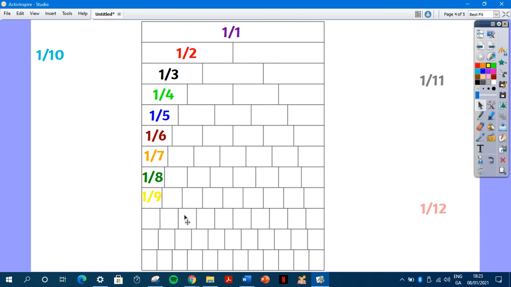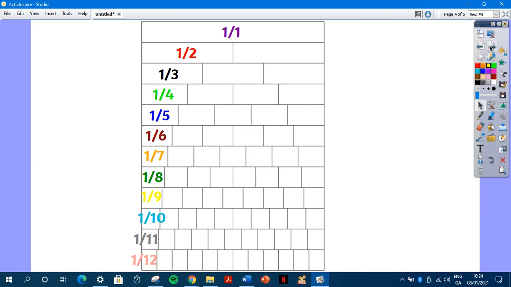Then the next one is 1, 2, 3, 4, 5, 6, 7, 8, 9, 10. So there's 10 pieces altogether. And how many pieces are we looking for out of it? Just 1. So it's 1 over 10. The next one is 1, 2, 3, 4, 5, 6, 7, 8, 9, 10, 11. So we have 1 piece out of 11. And the last one, 1, 2, 3, 4, 5, 6, 7, 8, 9, 10, 11, 12. So it's 1 piece out of 12.